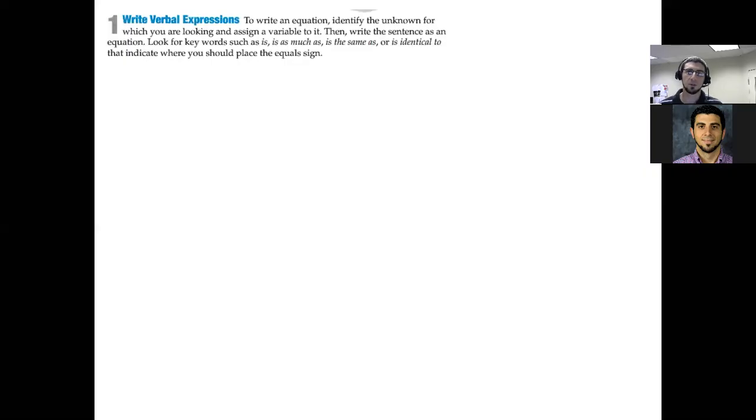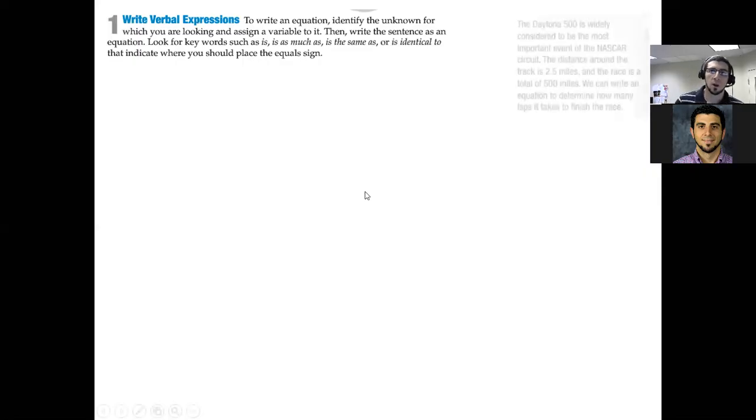So to write an equation, identify the unknown for which you are looking and assign a variable for it. Then write the sentence as an equation. Look for keywords such as is as much, is the same as, or is identical to. Those phrases indicate you're going to have an equal sign, which makes it an equation and not simply an expression. You see the difference between an expression and an equation. An expression does not contain an equal sign, an equation does.